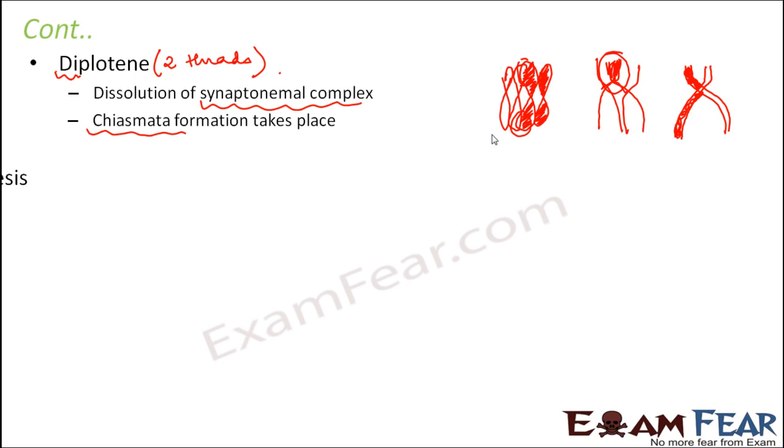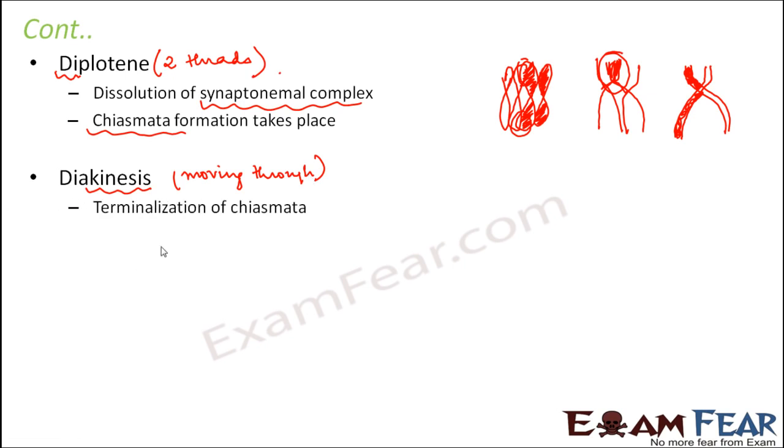And the last step is diakinesis. What happens here? Kinesis is related to kinetic, which means movement. So diakinesis means moving through. Here what happens is terminalization of chiasmata. Now it will completely break and form two separate chromosomes. Something like this will be formed now.